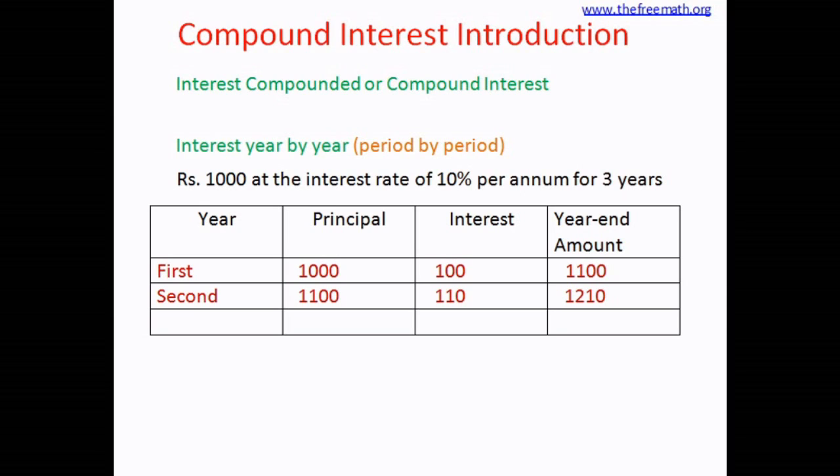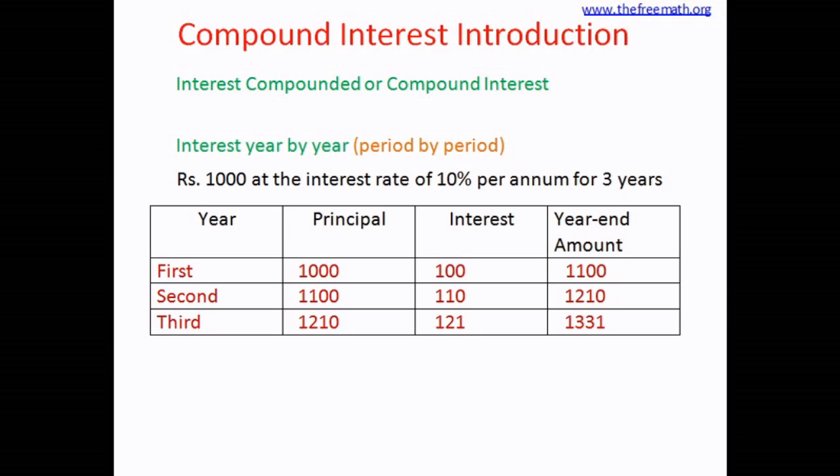1210. So in case of the third year, the principal is the amount from the previous year, which is 1210. And now we calculate interest on this principal. So 10% of this is 121 and therefore the year end amount now is 1331. We are going to stop here because we are doing this example only for 3 years. If we were to do it for more number of years, then we would have continued the calculation.